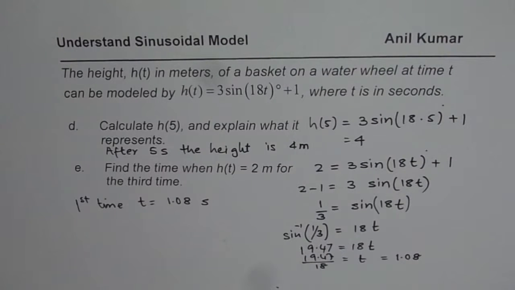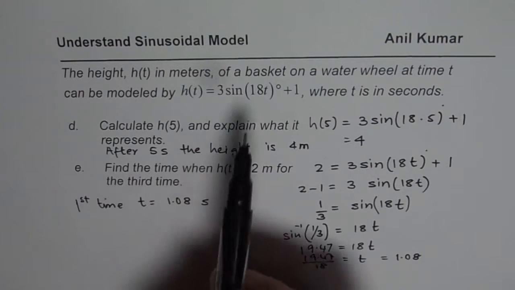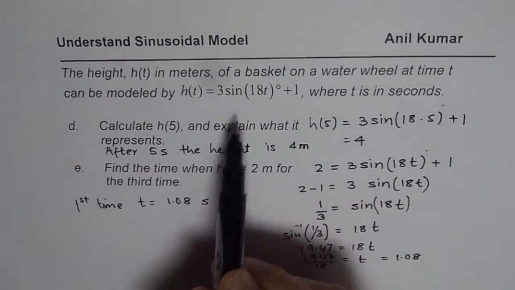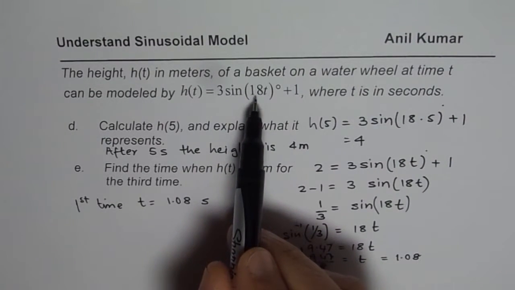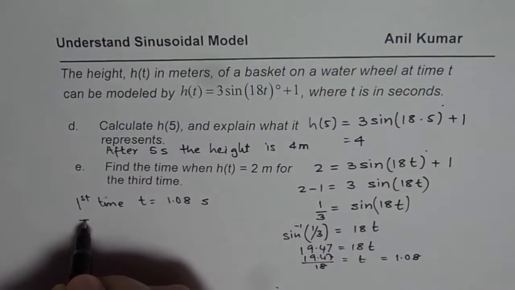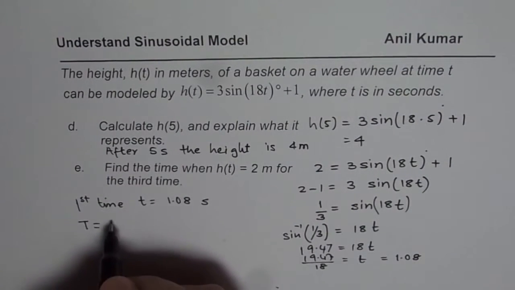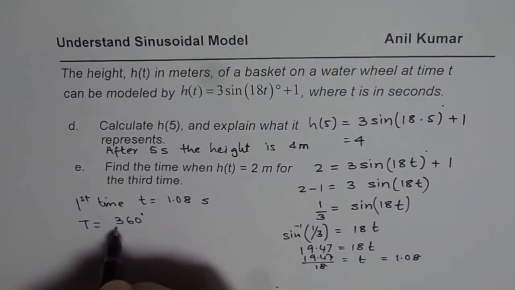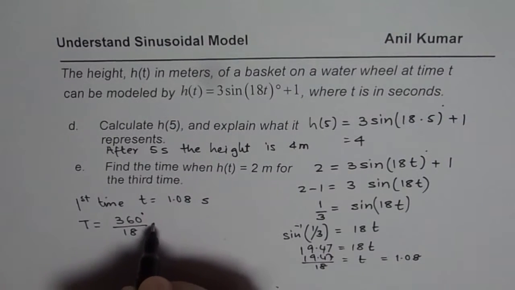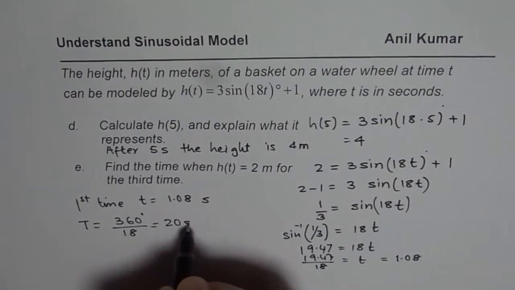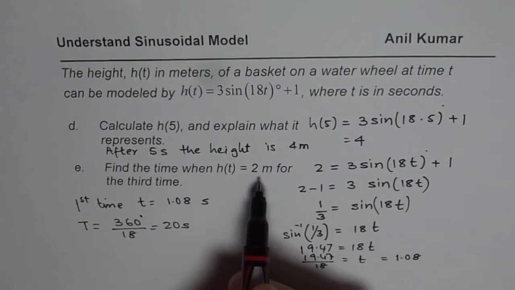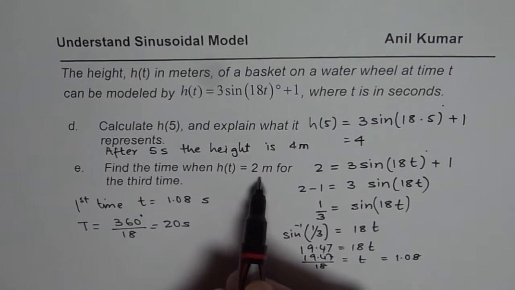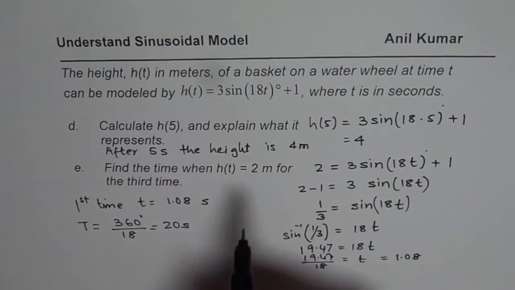Now to find when it will be there at 2 meters height for the third time, how are you going to find it? For that, we need to find the time period. How much time does one cycle take? So let us find the time period of this equation. So the time period T for completing one full cycle is 360 degrees divided by 18, which is 20 seconds. Do you see that? So after every 20 seconds, it will be there at this height, while going up.